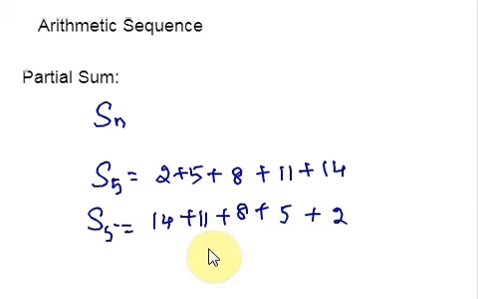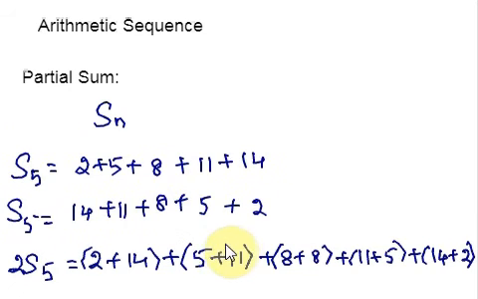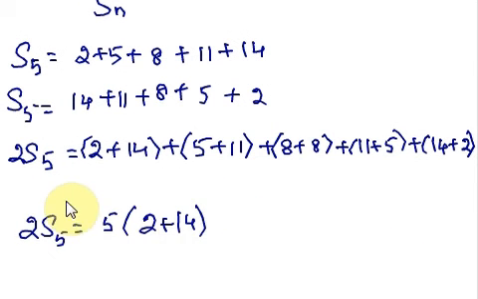Now let's add these two equations together. S5 plus S5 would be 2S5. And on the right side, I'm just going to add these numbers. Please notice that each of those sums on the right hand side is 16. Instead of writing 16, the sum of the first and last terms 5 times, we can just write it as 5 times 16 or 5 times (2 plus 14). So 2S5 will be equal to that, hope you're clear with this point.